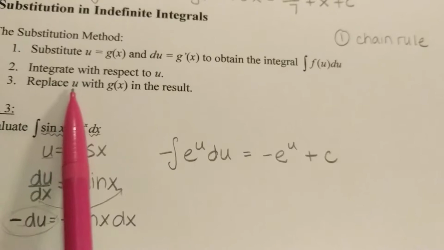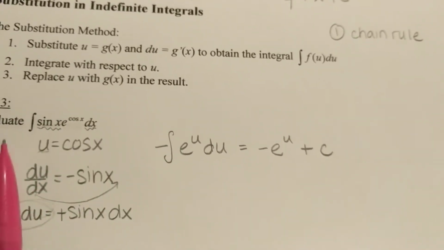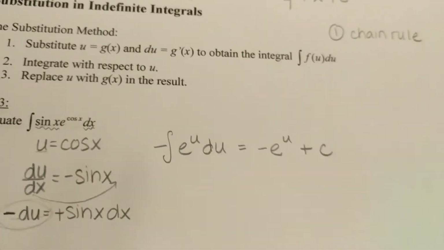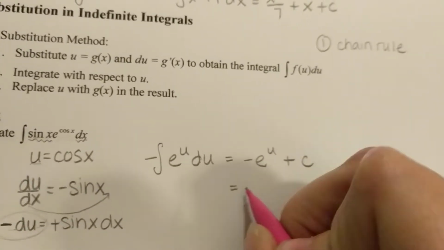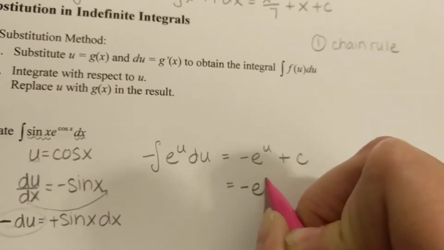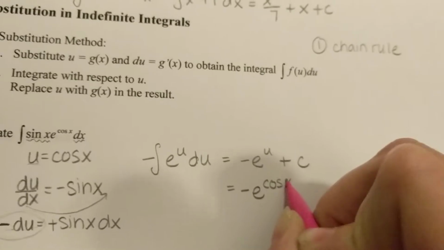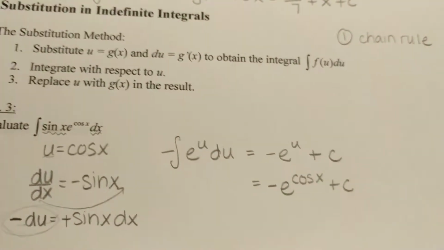The last thing we have to do is replace that u with our substitution. Our u here was cosine of x. So the answer here is negative e to the cosine of x plus c.